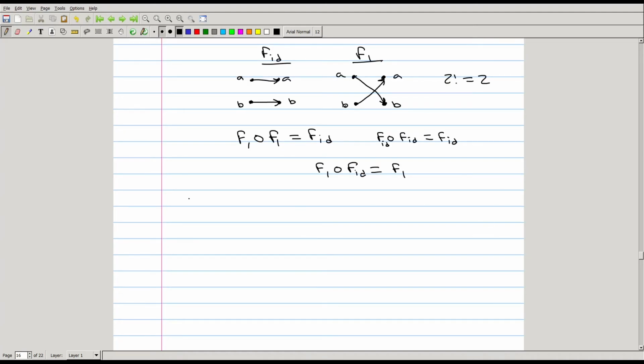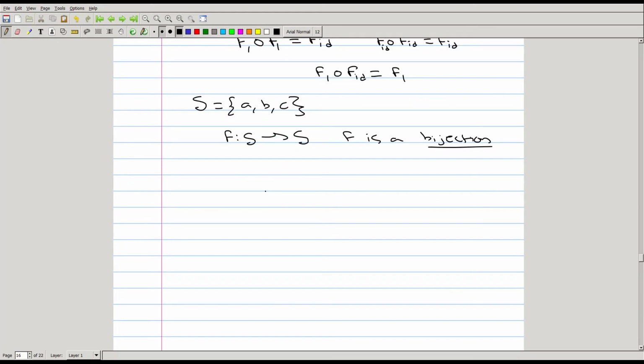However, if we make this a little bit more complicated by considering the set of all functions from a set of 3 elements to itself, such that F is a bijection, the picture becomes a little bit more rich.